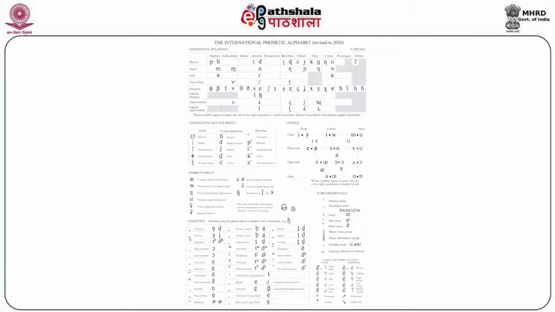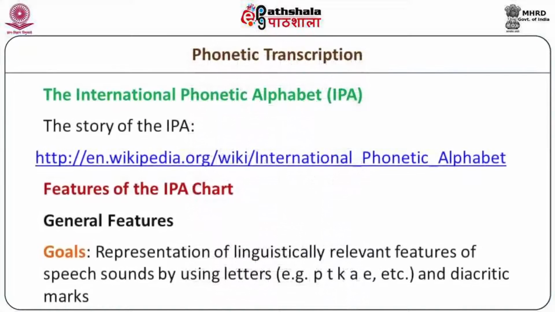The International Phonetic Alphabet chart has some very important features that must be kept in mind in reading it. There are general features of the IPA chart and there are specific features of the charts of consonants, vowels, etc. The general features of the IPA chart: the goal of the IPA is to represent those features of speech that are linguistically relevant by using letters, for example, P, T, K, A, E, etc., and diacritic features.